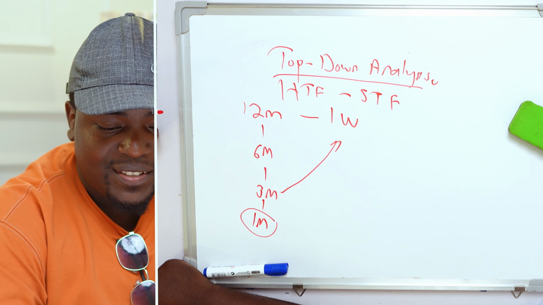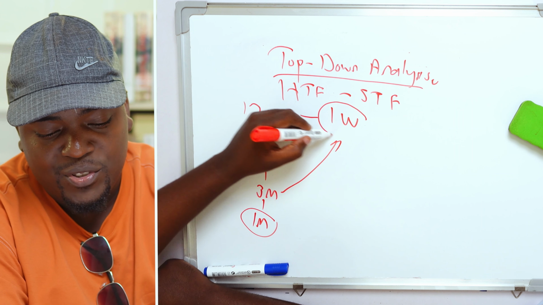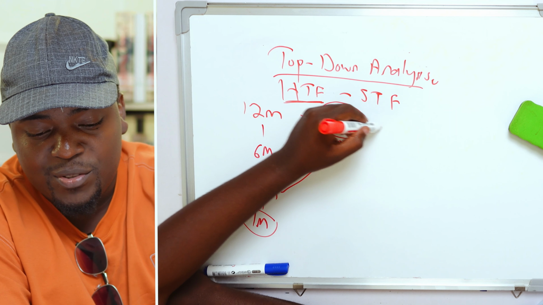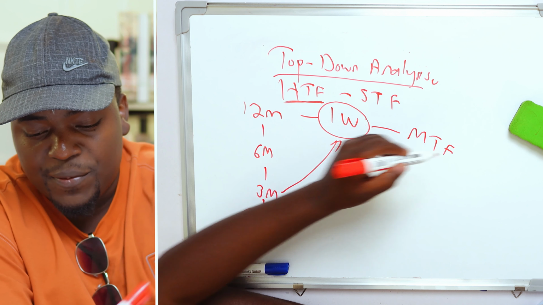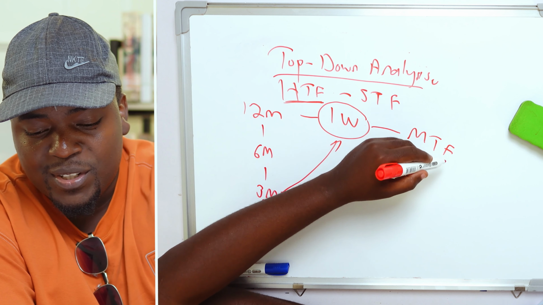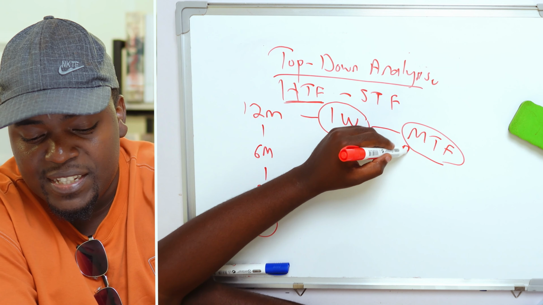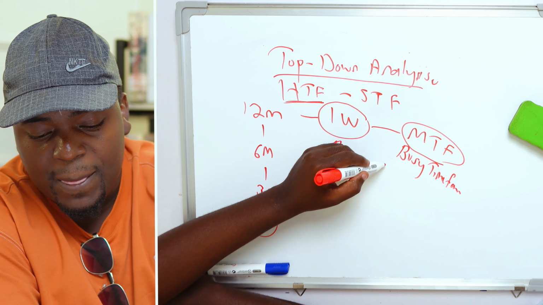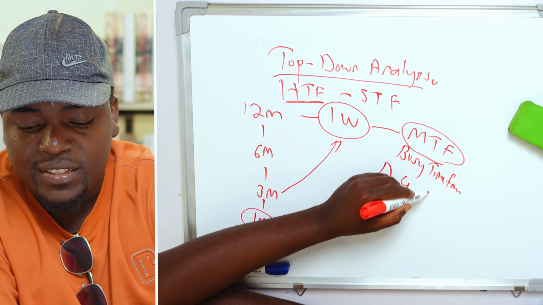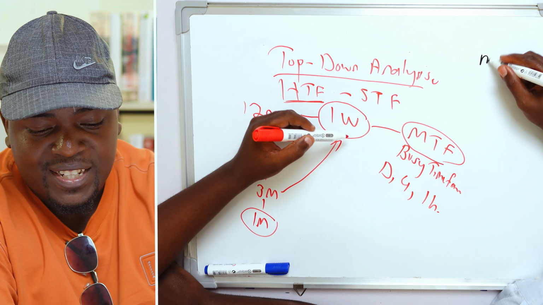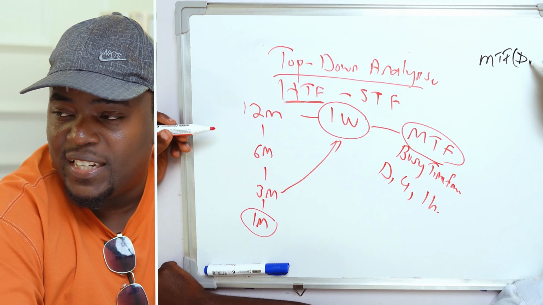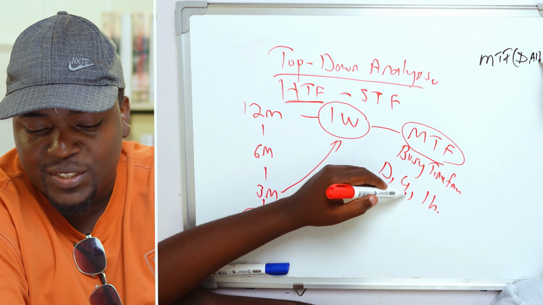Why? Because weekly is the most important time frame, and the higher time frame sets direction for what we call the middle time frames. And those middle time frames, what traders sometimes call busy time frames, are daily, 4 hour, and 1 hour. Basically, weekly is the one that controls the middle time frames, which is daily, H4 and H1.